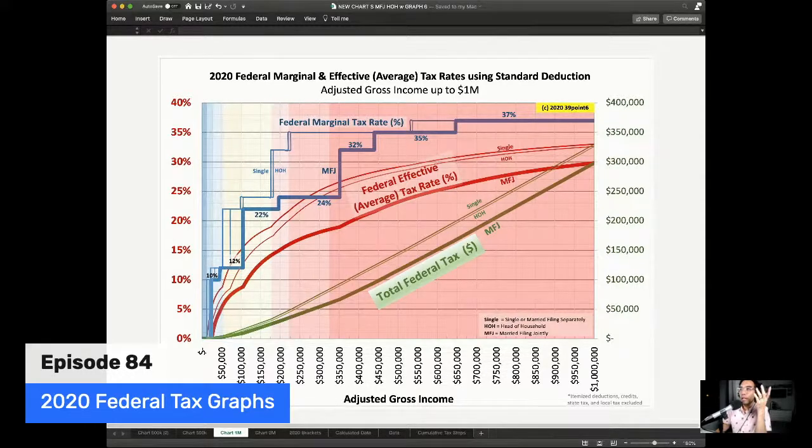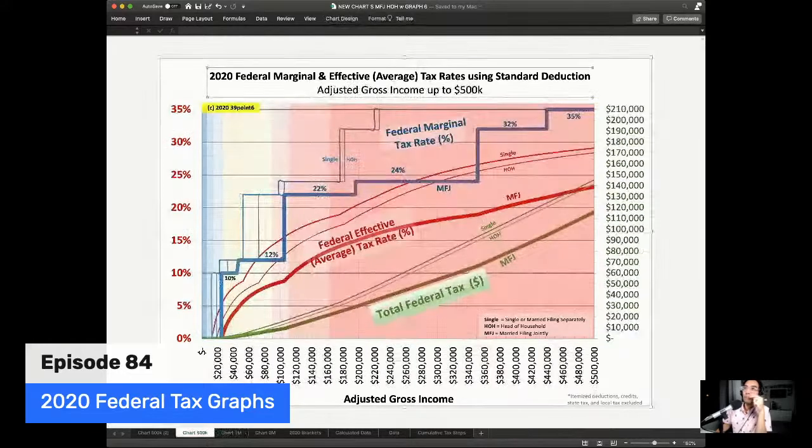The axis on the right side is a little bit lower here. It goes up to around $400,000. If you're married filing jointly at $1 million, you're paying about $300,000 in tax. 30% is your effective tax rate. And if you're single and make $1 million, you're around 33% or so. So again, you're not anywhere close to 50%. We discussed this on a previous episode.